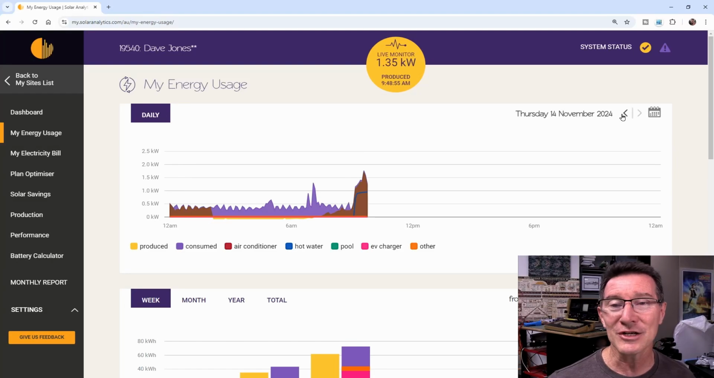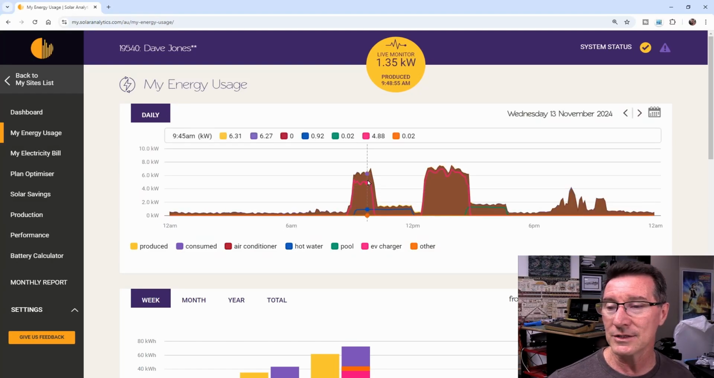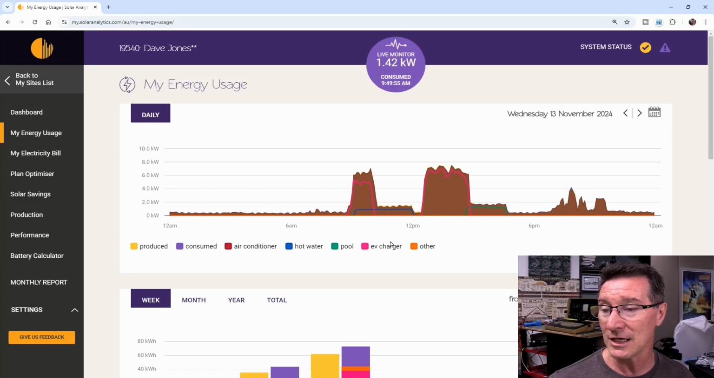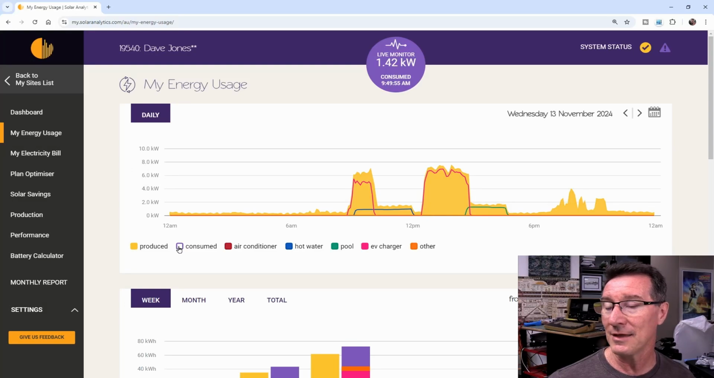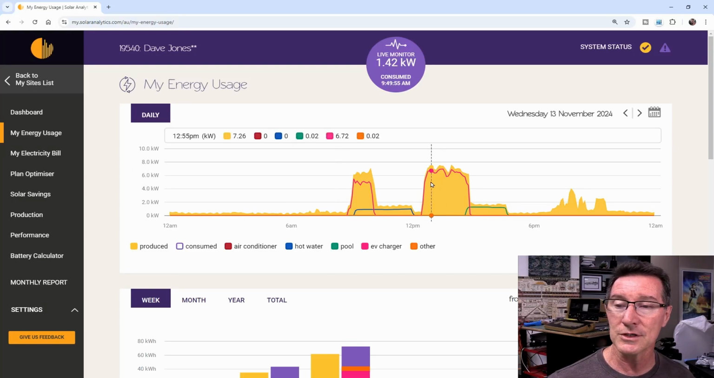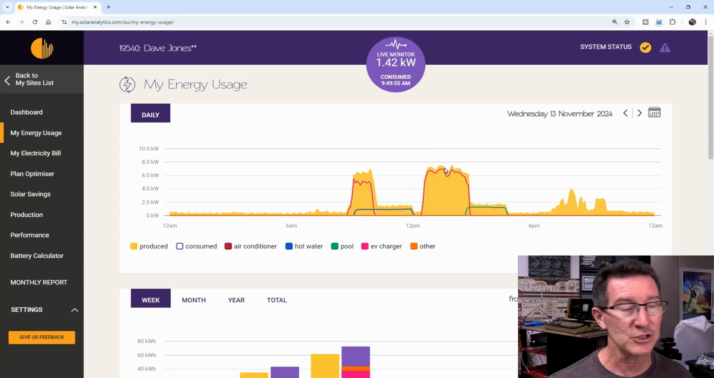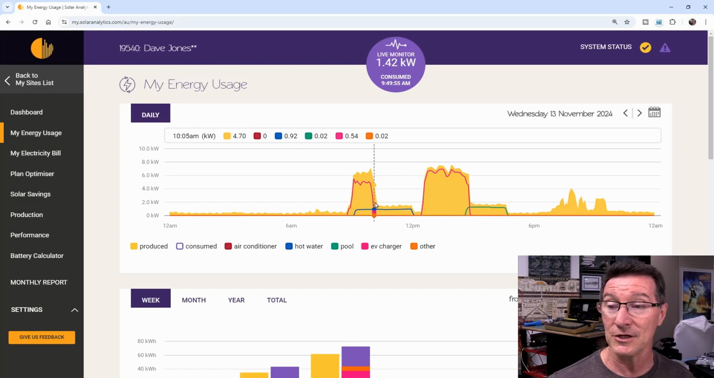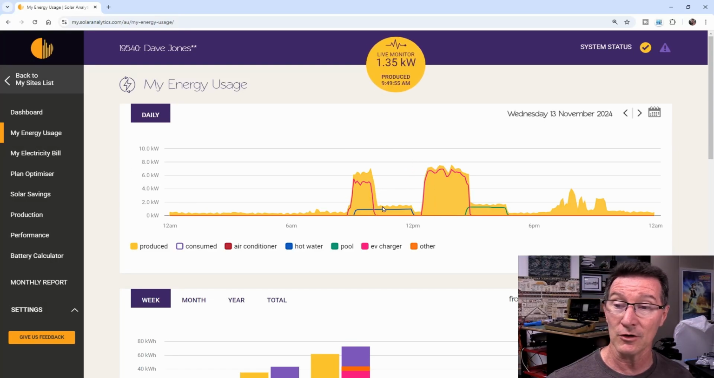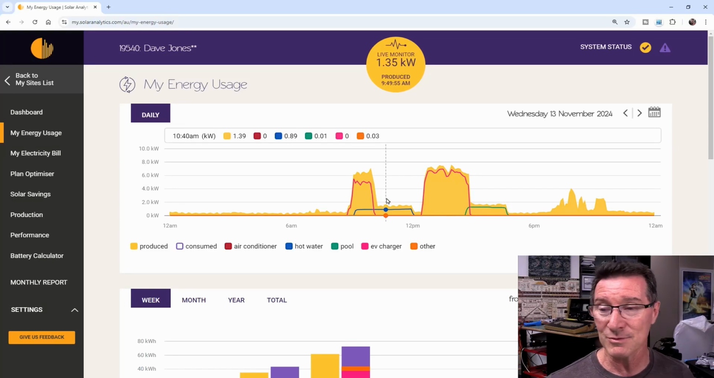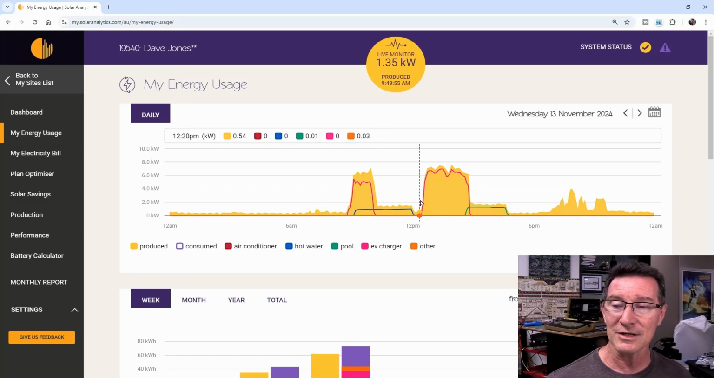Doesn't matter. So let's go back a day, shall we? Here's another typical day. We didn't do much, but we did charge the EV. You can see the EV is the pink one there, and the consumed follows with the Zappi EV charger. We didn't have enough sun here. The sun died off, so the Zappi charger, which we had on Eco Plus mode, didn't have enough excess energy to charge the EV. So it doesn't until the sun came out again, and then it decided to track it.